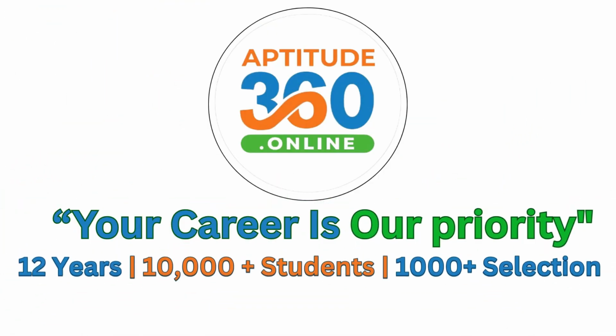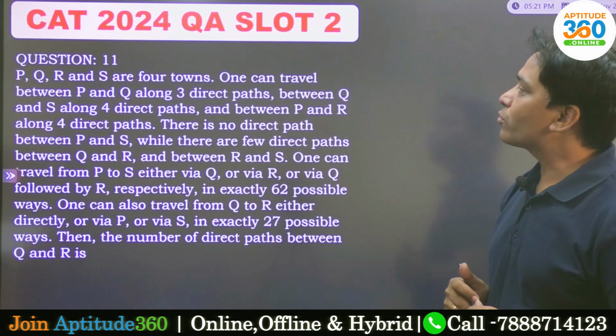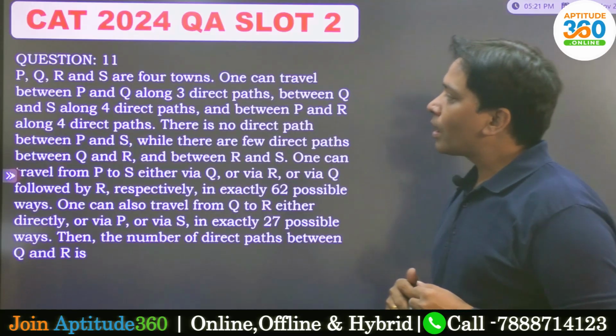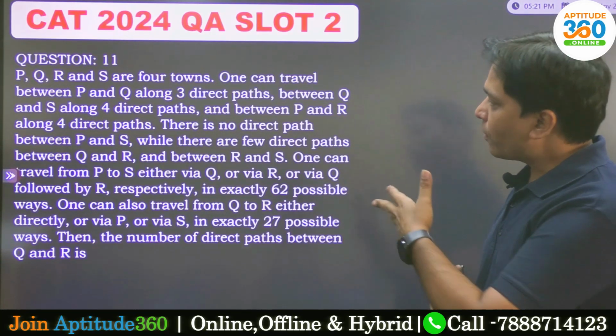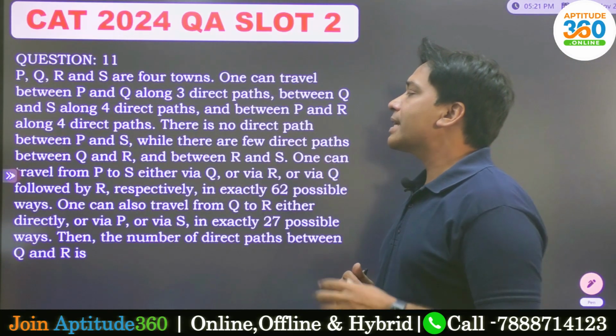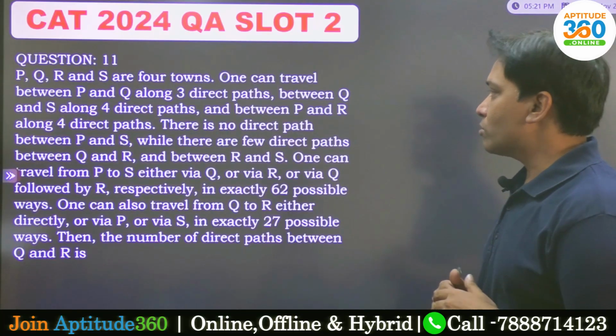Let us solve this question. This was asked in CAT 2024 in slot 2. And this was from permutation and combination topic. It says that P, Q, R and S are 4 towns.